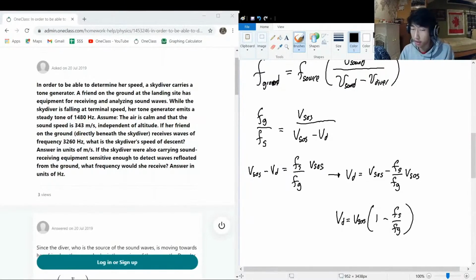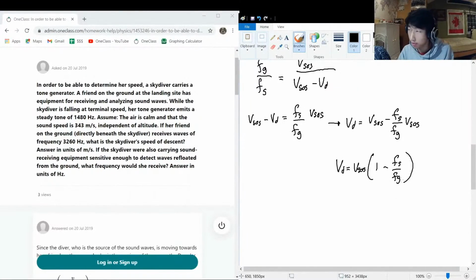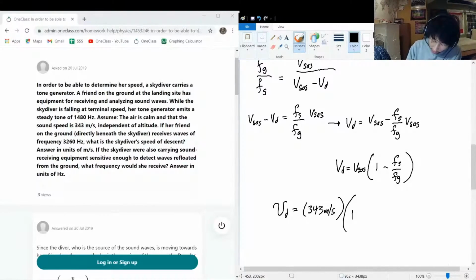Now, we were given all the numbers that we need for this, so how about we just sub them in, and we can calculate the result for the velocity of the diver. So the VSOS, that was 343 meters per second. Here we have 1 minus, now what was the source? The source was 1480 hertz. So 1480 hertz over 3260 hertz.